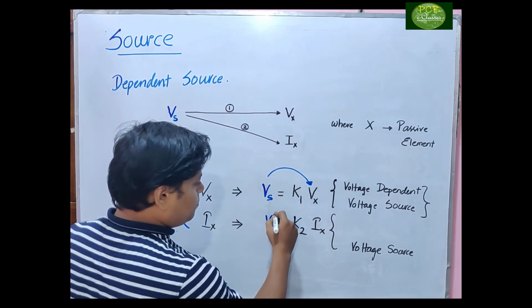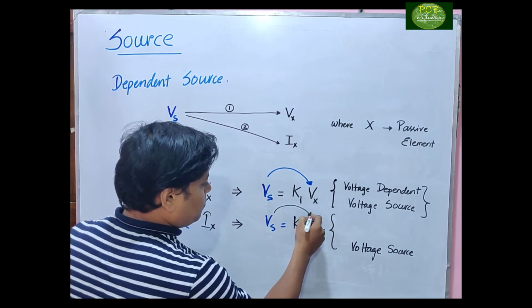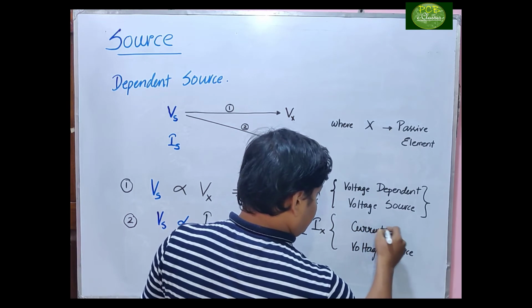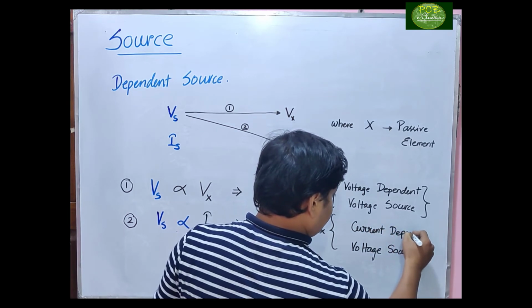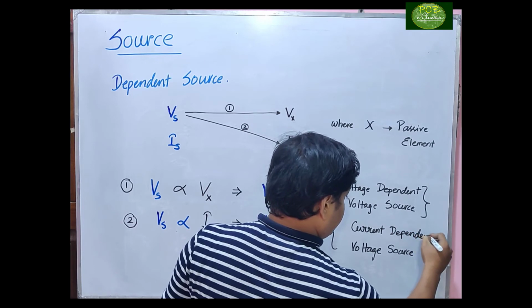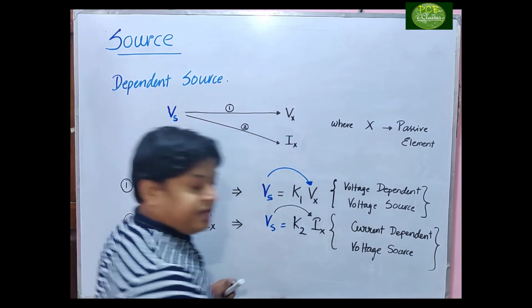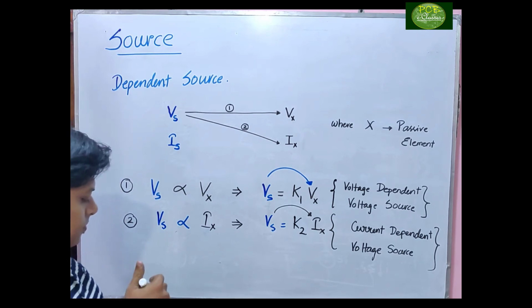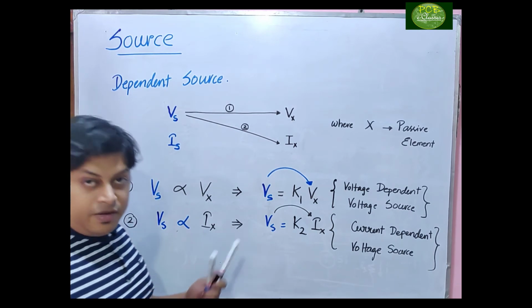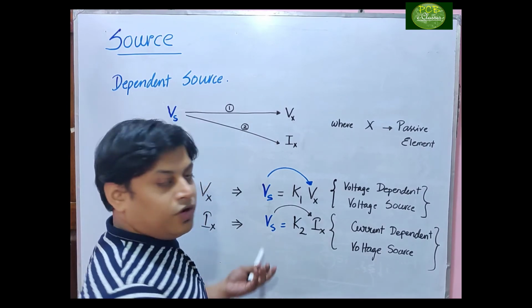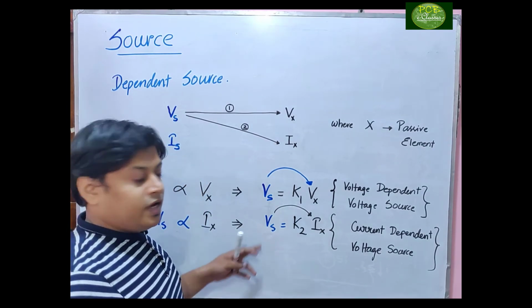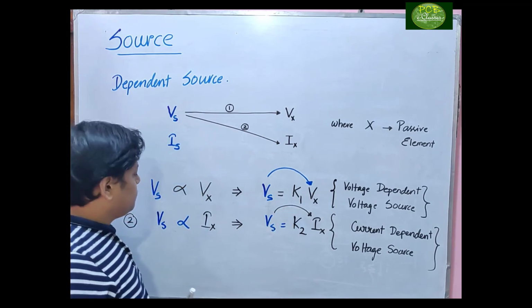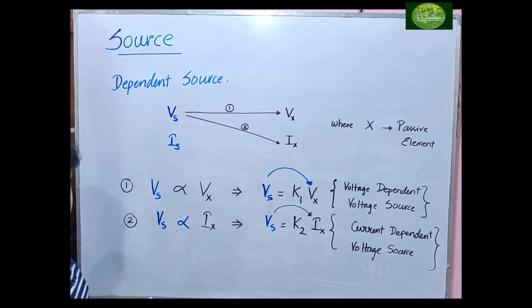Depending on whom? Current. So I will write this one as current dependent voltage source. Clear? Now we will see its unit. What will be its unit? Fine? These are the first two cases. Let us move to the third one.